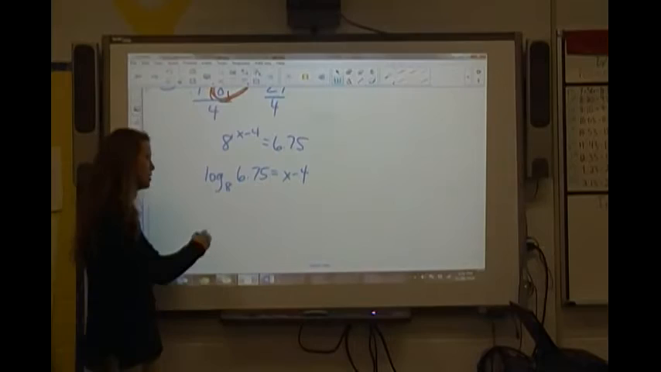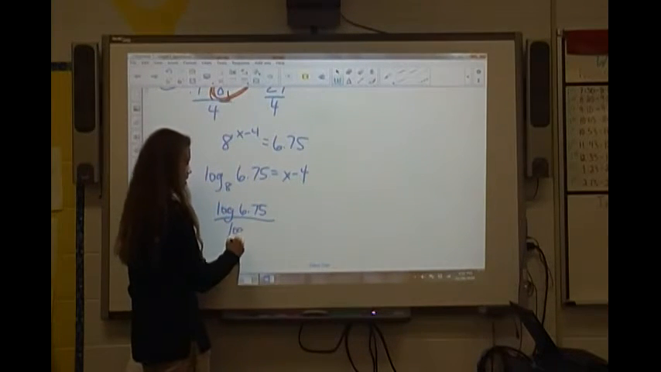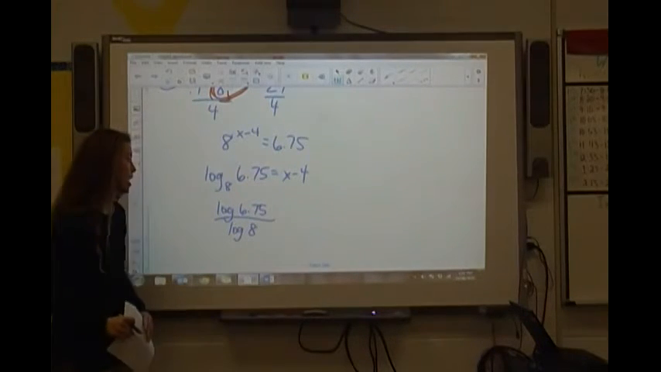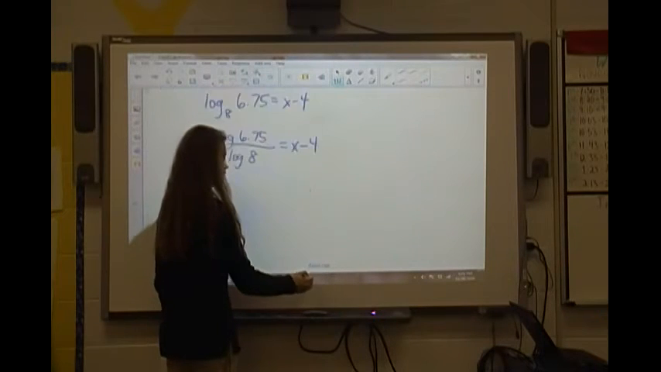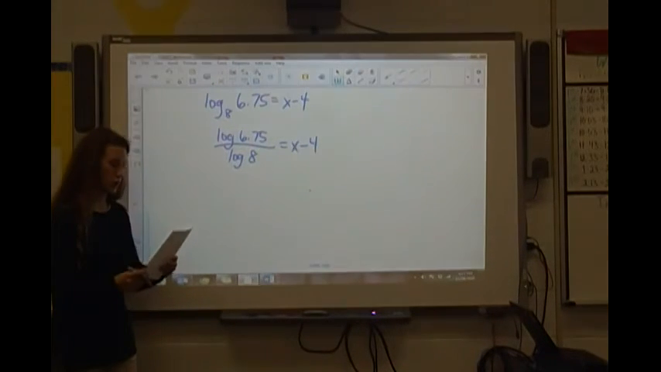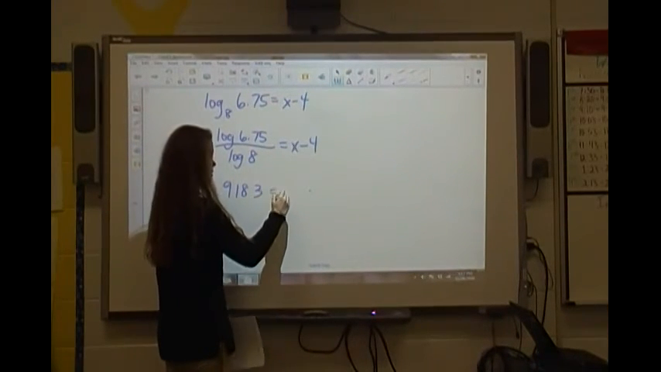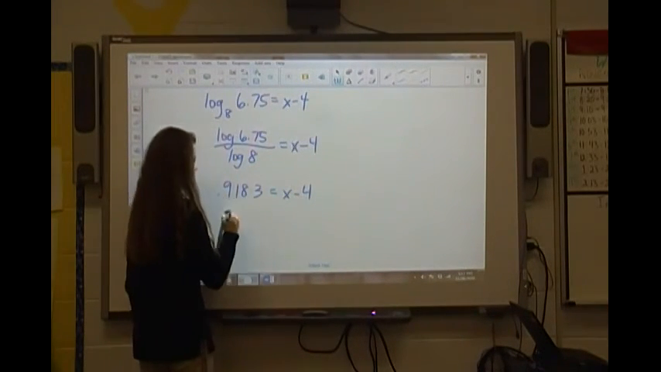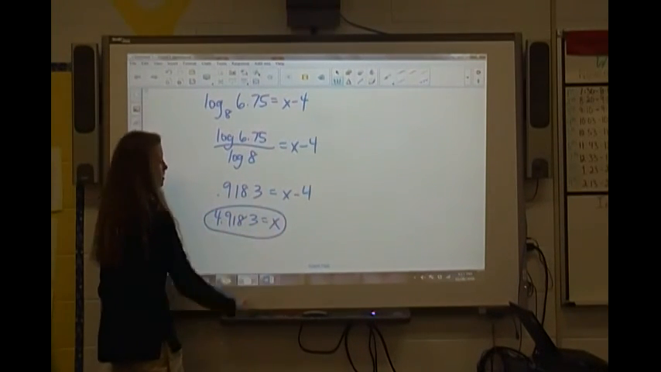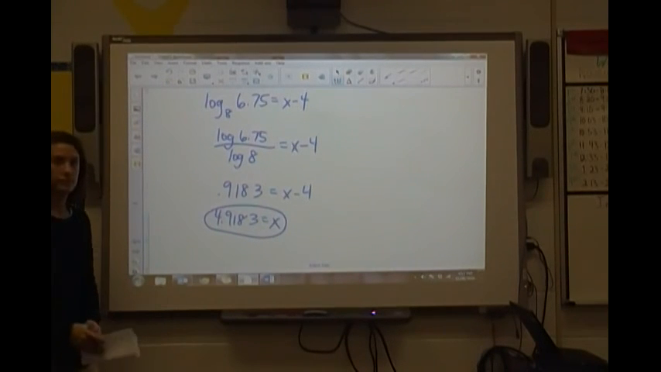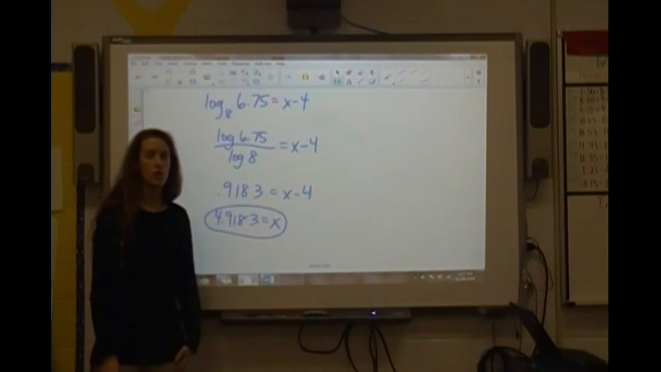So we'll solve this. We do need to use change of base formula. So log of 6.75 over log of 8, because remember the base goes on the bottom. And then we have equal to x minus 4. So we'll solve this. When we solve that, we will get 0.9183 equal to x minus 4. Add the 4 over, 4.9183 is equal to x. And there we go. All right, so make sure that you're getting that exponential term by itself, and then you're switching forms.